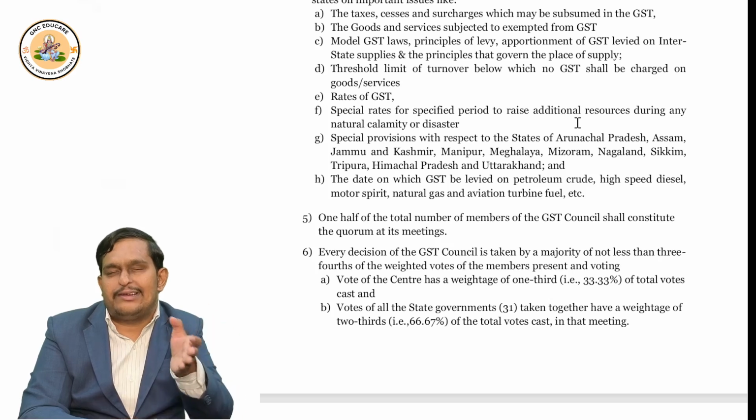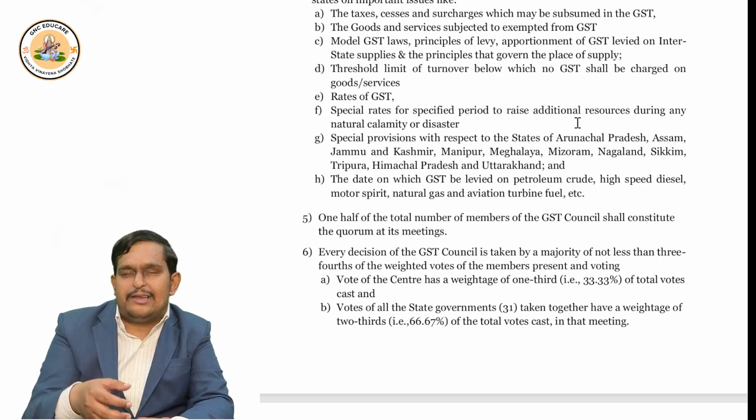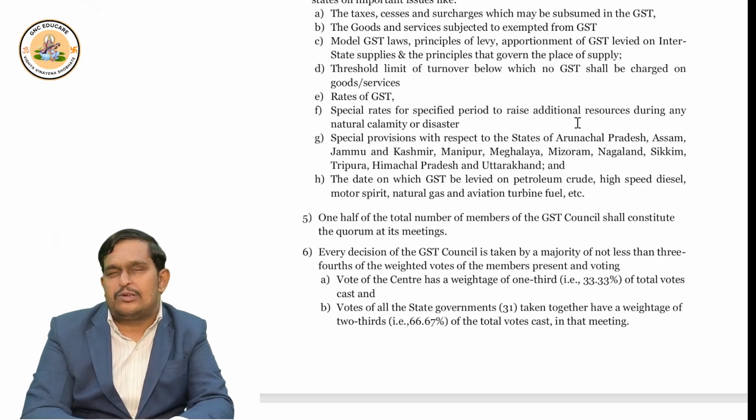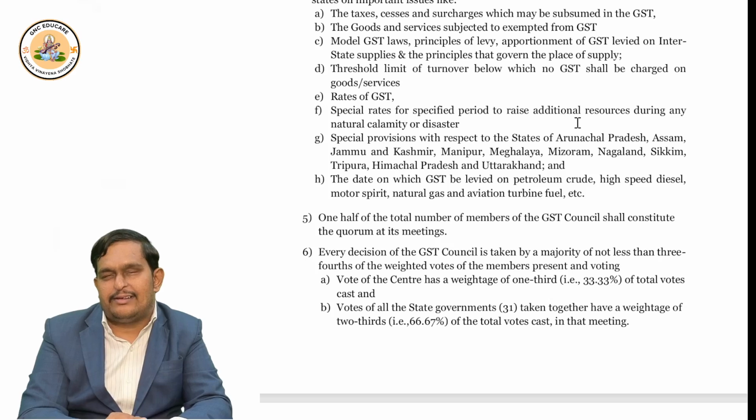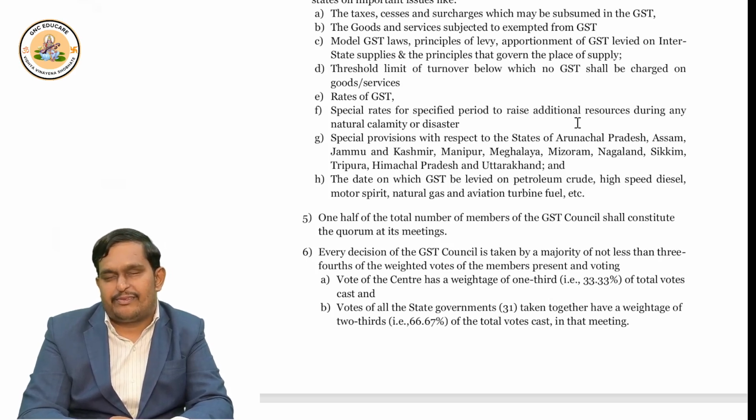Now, when they conduct the meeting of the GST council, to conduct the meeting, at least 50% attendance should be there. So out of 33 people, at least 17 should be there to conduct the meeting. Correct? Right? Out of 33, if you do half, what will happen? 16.5. But we cannot bring a 16.5, correct? So 17 people should be there to at least conduct the meeting.